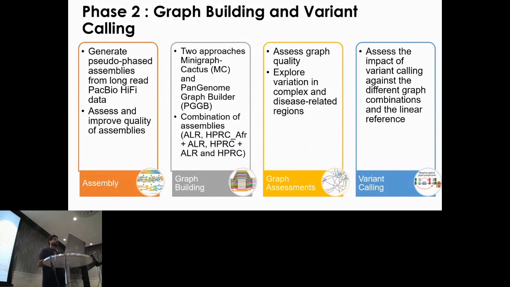And then we are going to assess the graph quality and explore variation in complex and disease-related regions, and to assess the impact on variant calling against the different graph combinations, and also the linear reference.